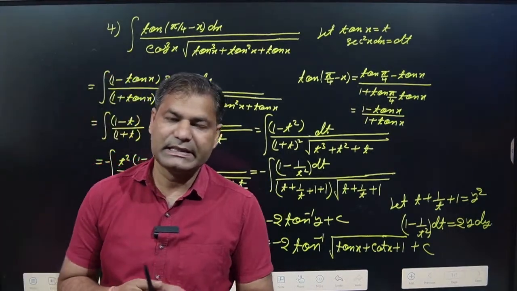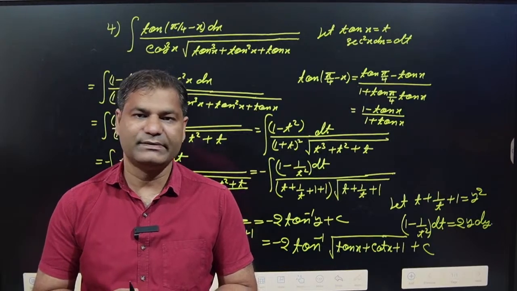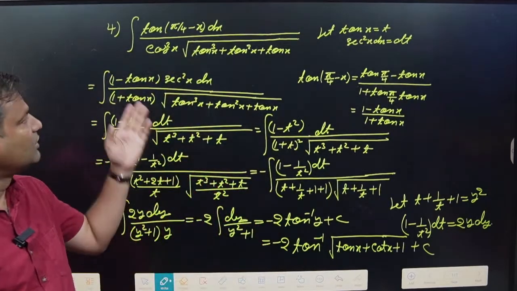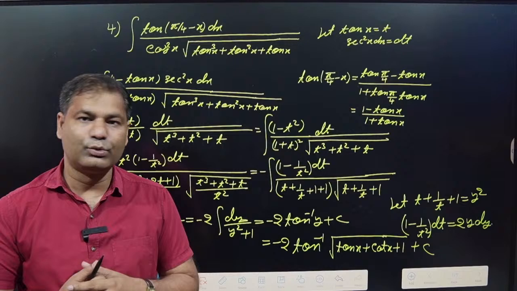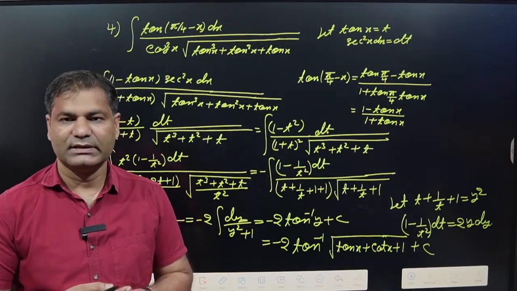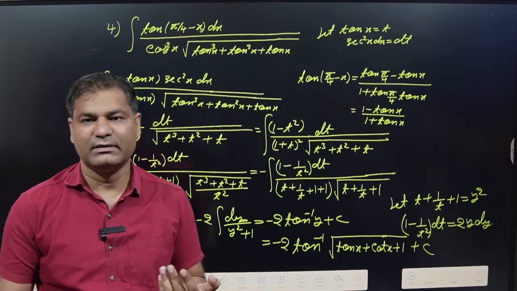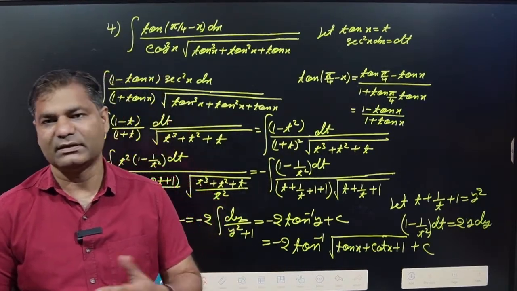According to the question, integration of tan of pi by 4 minus x dx divided by cos square x into under root of tan cube x plus tan square x plus tan x. Then how can we do this type of problem? First of all, this is converted in terms of t.